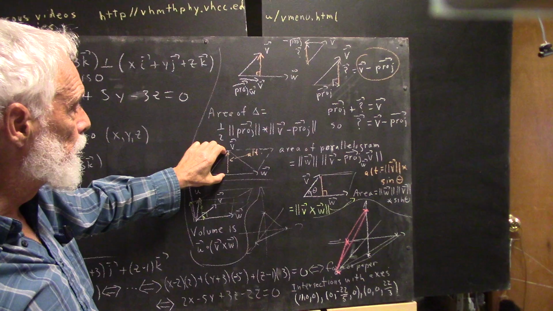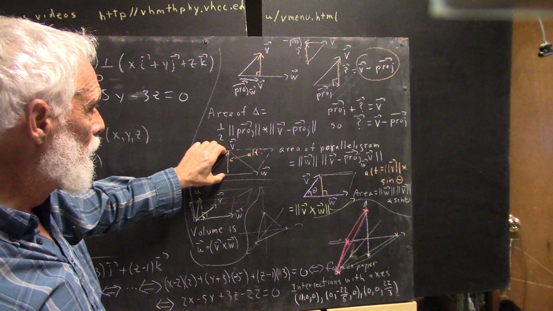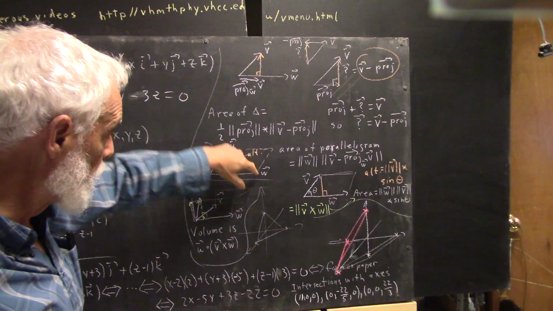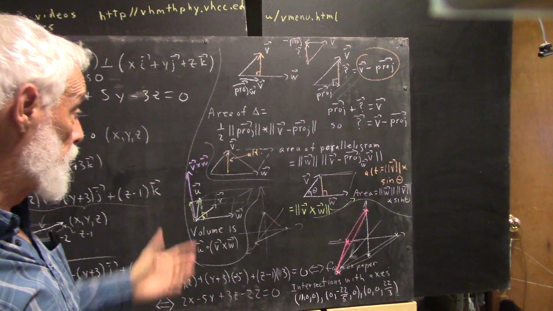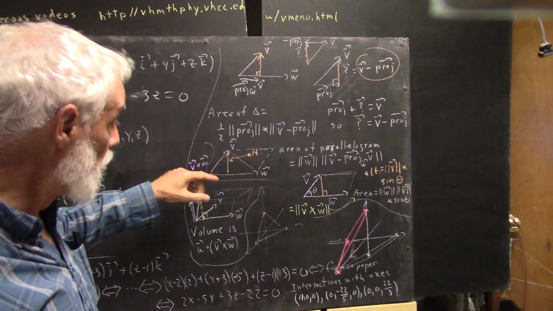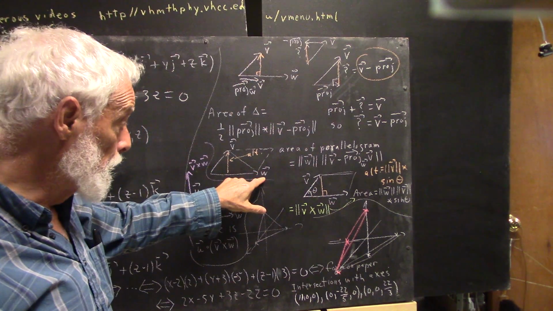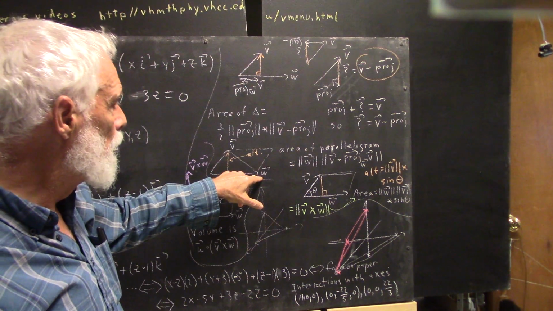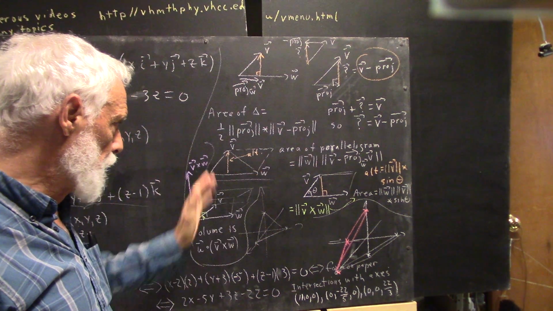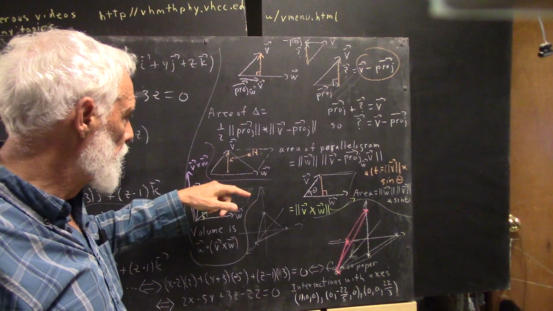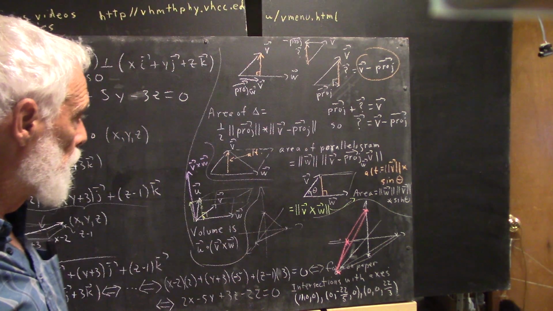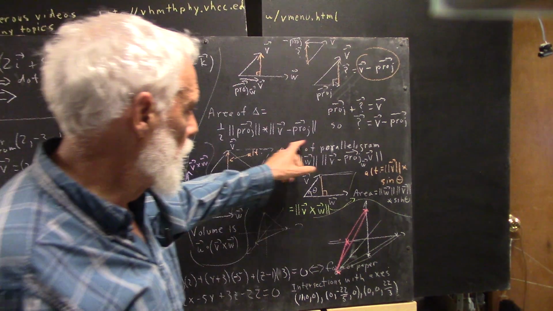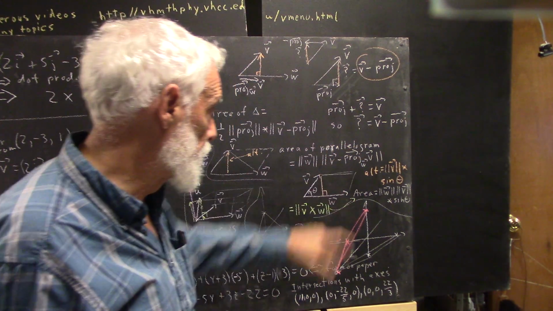The altitude is, again, just V minus the projection of V onto W. That hasn't changed, but now we're doing the whole parallelogram, so the base is W, and the area of a parallelogram is altitude times base, which is just the magnitude of this vector times the magnitude of W, so the area of the parallelogram is this.